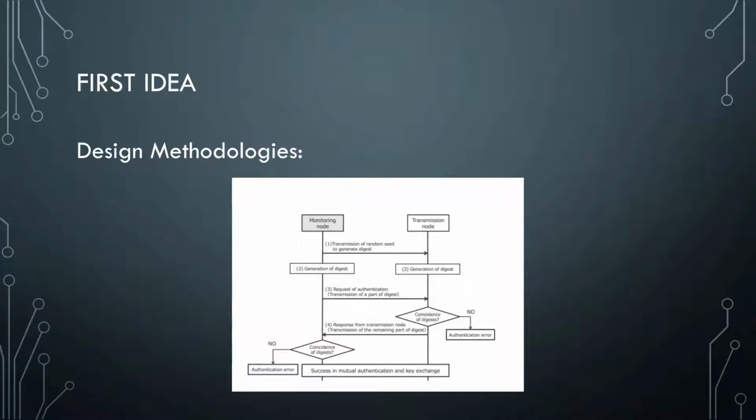After that, the monitoring node will conduct the authentication by comparing the calculated digest with part of the received digest from the transmission node. If the authentication has been conducted, the message will be considered an authenticated message and it will be allowed to complete its process. However, if the authentication is not conducted, the message will be destroyed.